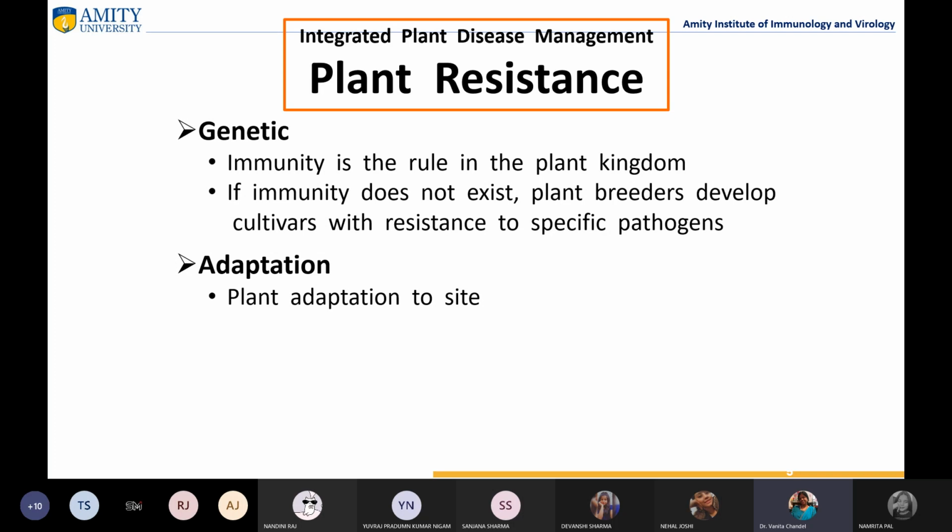Yes, see, what is the main point here? It is not that if we are growing a pathogen-free plant in the field, it is not going to be impacted by any pathogen. There are 100% chances that even if we grow that pathogen-free plant in the field, it might get affected by the pathogen maybe at the later stages.